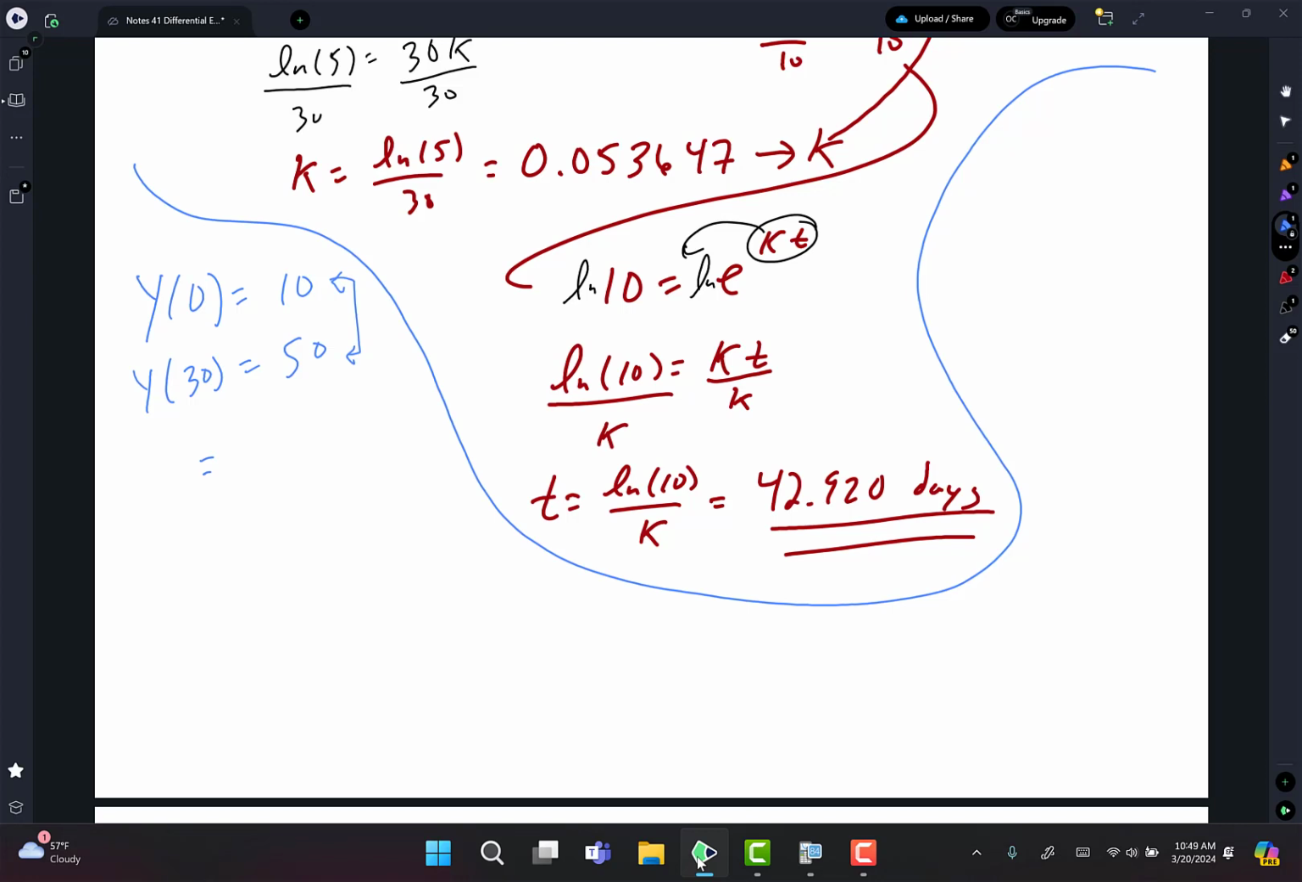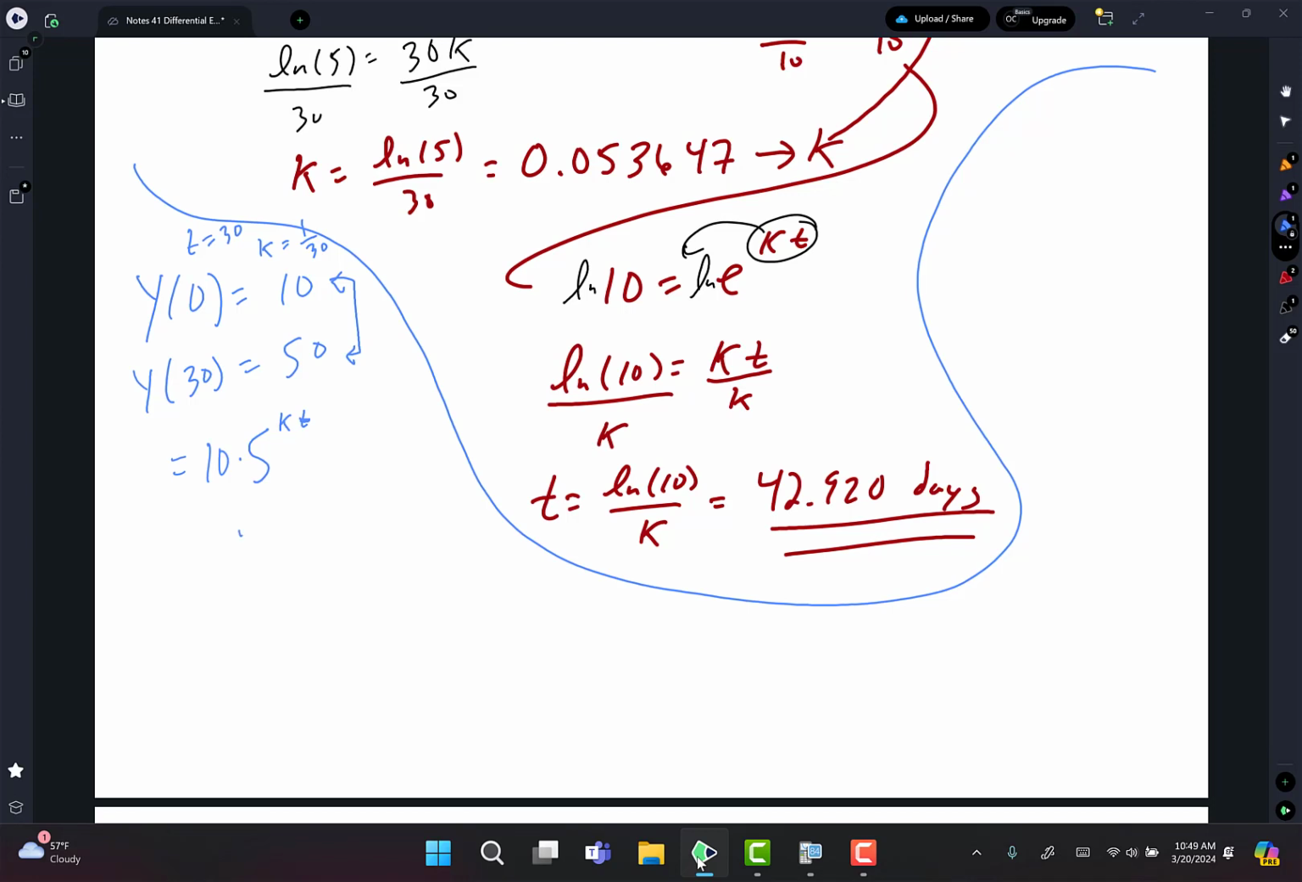Times 5. So I'm going to say my base is 5. And I already know that the time is 30, right? So that means K better be 1 over 30. So I'm going to write KT. So bear with me here. 5 to the power KT. And then I'm going to say, if I use K as 1 over 30 and T is 30, do I get 50? Well, not yet, because I need to have the initial amount. 10 times. There we go.